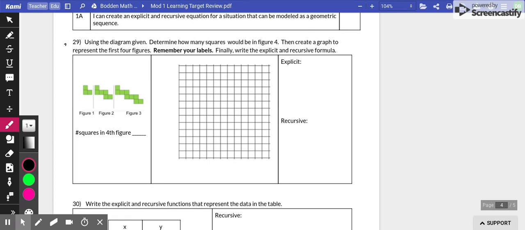All right, in 29, we've got some growing squares. So what I'm noticing in figure 1 is that I have 3 squares. Figure 2, I'm noticing that I have 6 squares. I kind of see them as these blocks of 3 here. See that? So I see I have 9. So I am guessing that I'm going to have 12 squares.